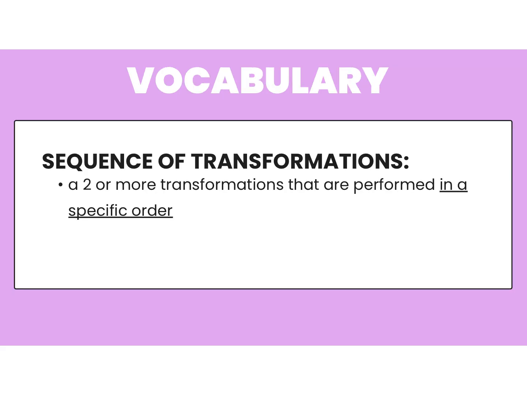So vocabulary: a sequence of transformations is two or more transformations that are performed in a specific order. You know how lately we've been doing translation, rotation, reflection. Now we're going to do two of them, one right after another, okay?